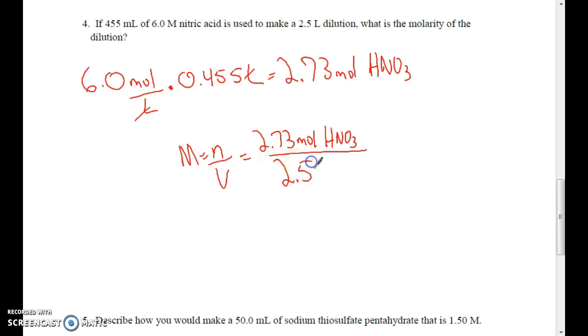So now you divide that by that new volume, 2.5 liters, and that gives you 1.1 molar, which again is the exact same answer we got before. It's a little more work this way, which is why people usually just go with the other method, but either one works fine. And that's how you do dilutions.